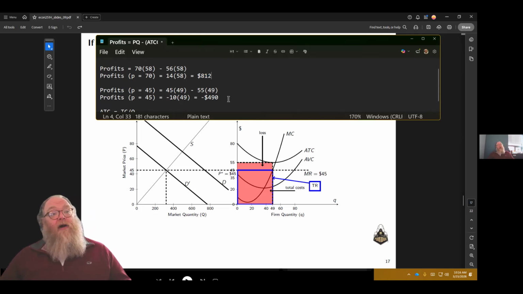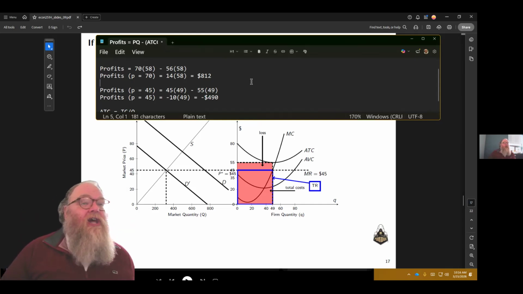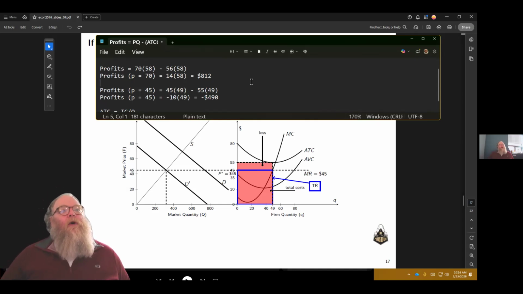We can see that when the market price falls to 45, now the profits of this firm are not robust, are negative, lower than they were before. Now, what this generates for us is a really important question, which is, does this firm continue to want to sell their product in this particular market?